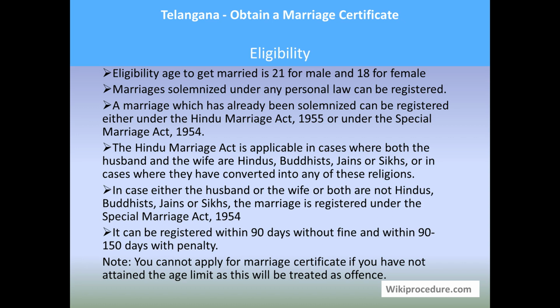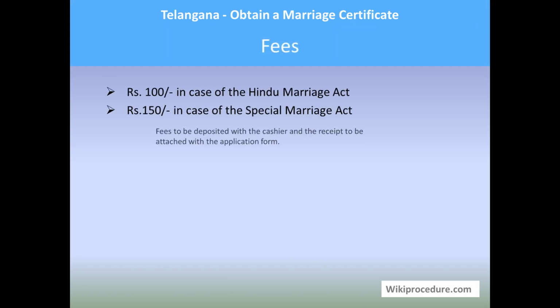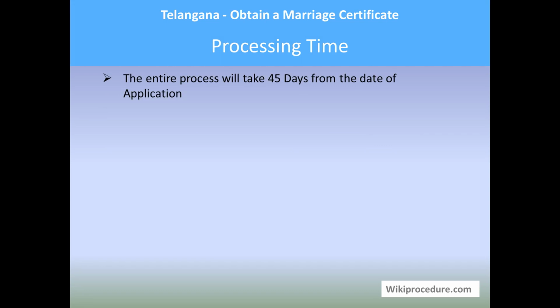1954. It can be registered within 90 days without fine and within 90 to 150 days with a penalty as advised. And you cannot apply for a marriage certificate if you have not attained the age limit, as this will be treated as an offence. Validity: marriage certificates shall be valid forever. Fees: ₹100 in case of the Hindu Marriage Act, ₹150 in case of the Special Marriage Act, and fees to be deposited with the cashier and the receipt to be attached with the application form to process. Processing time: the entire process will take 45 days from the date of application.